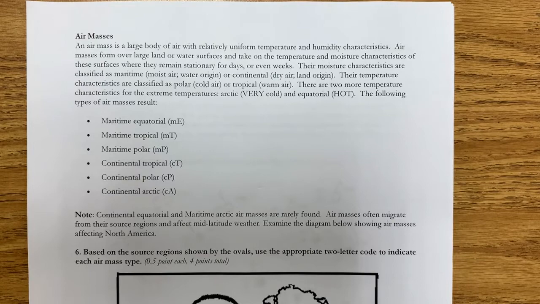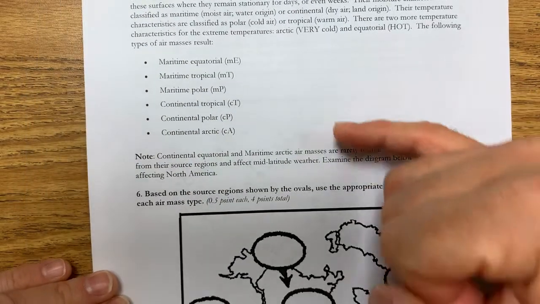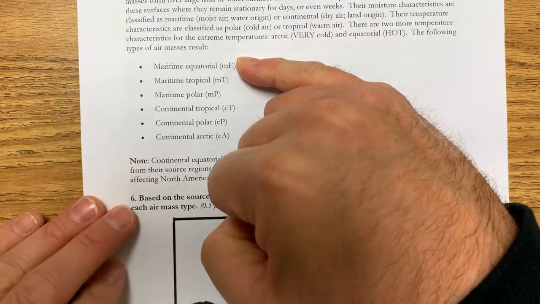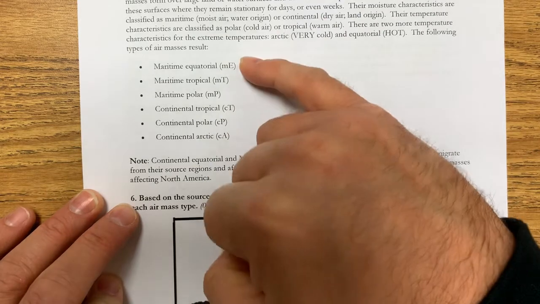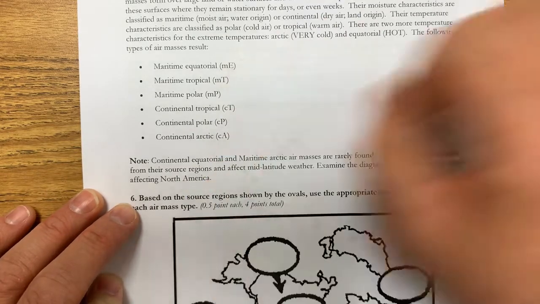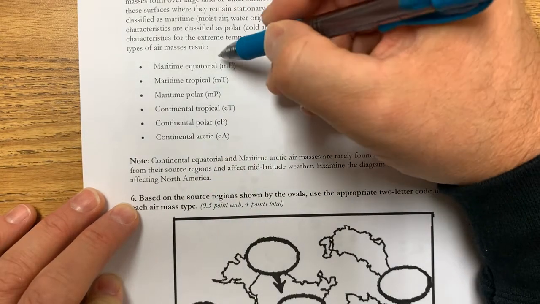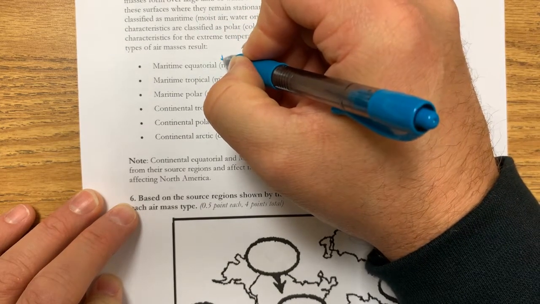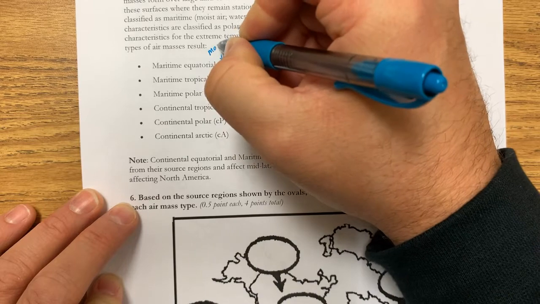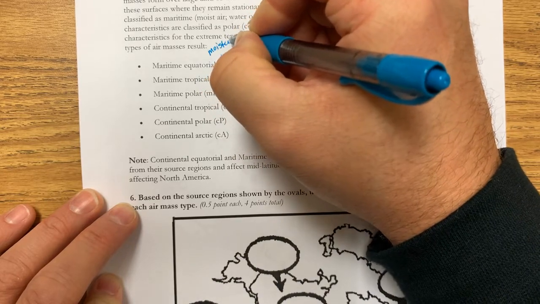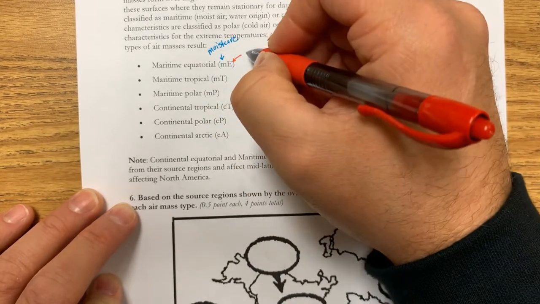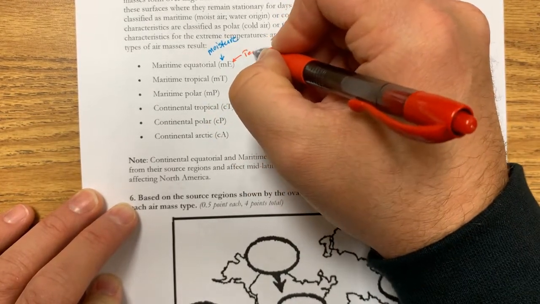And if it's developing over a warm area, it's going to be warm. And so we have particular denotations for the different types of air pockets we call air masses. And here they are. Maritime equatorial would be, and they're given with the moisture level first as a lowercase letter, and then temperature is an uppercase letter as the second letter.